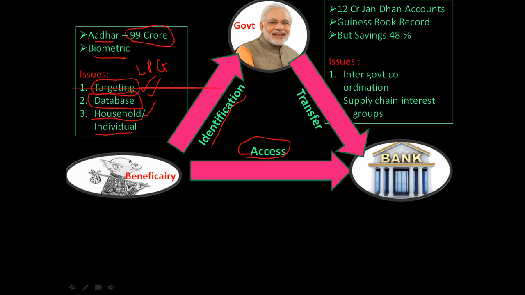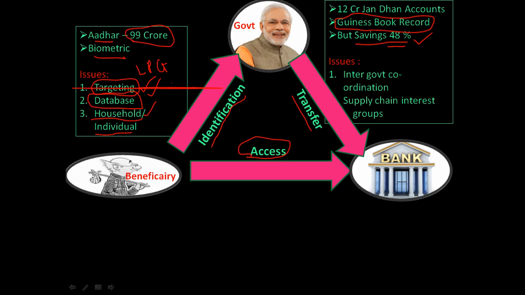Moving on, the transfer requires a bank account. So the government has opened almost 12 crore Jan Dhan accounts. That is good. It has also gone into the Guinness Book of World Records for this achievement. But the savings rate is only 48%, and this is a cause for worry.